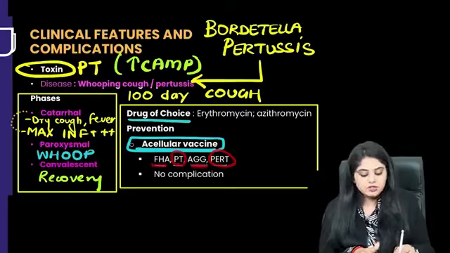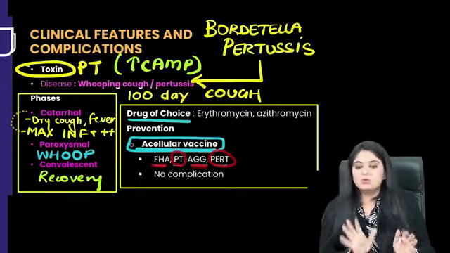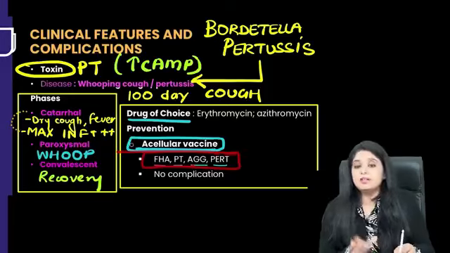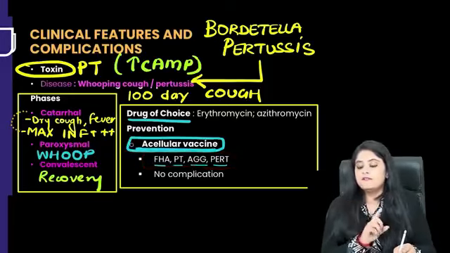Something with agglutination, something with hemagglutination. So remember these two. These are the 4 things. This is the tetrad that the pertussis component of the DPT vaccine has. Acellular, never a cellular vaccine.